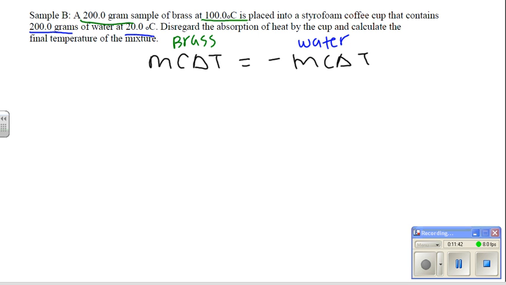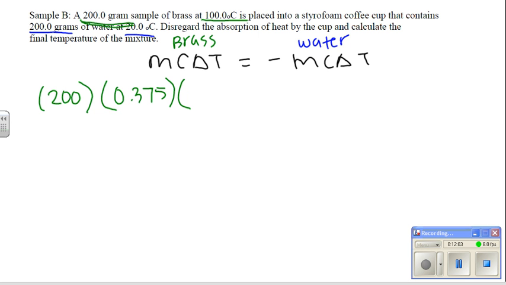Okay, so what is the mass of the brass? 200 grams. It's right here in the problem. So I put 200. What is the specific heat of brass? Now, on your homework sheet, it tells you the specific heat of brass is 0.375.